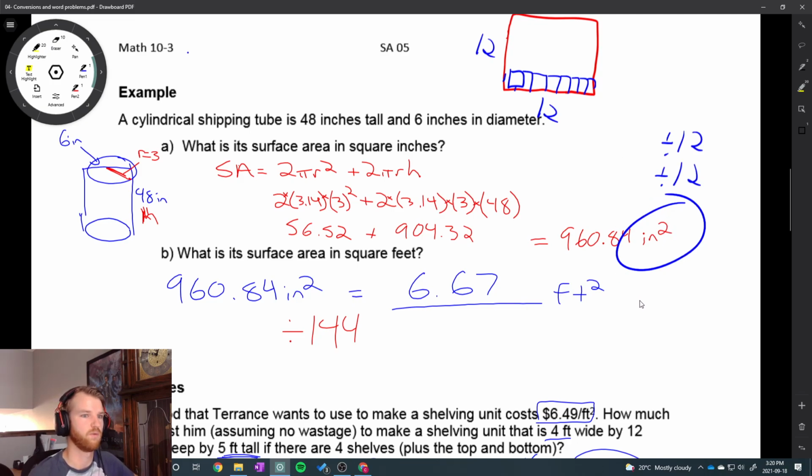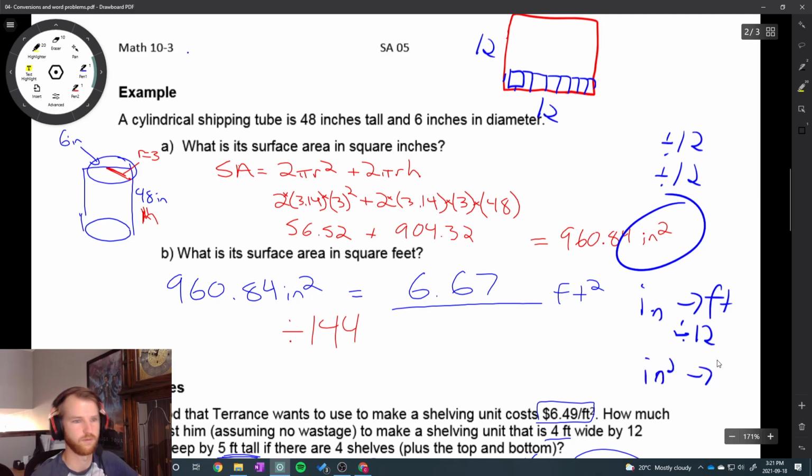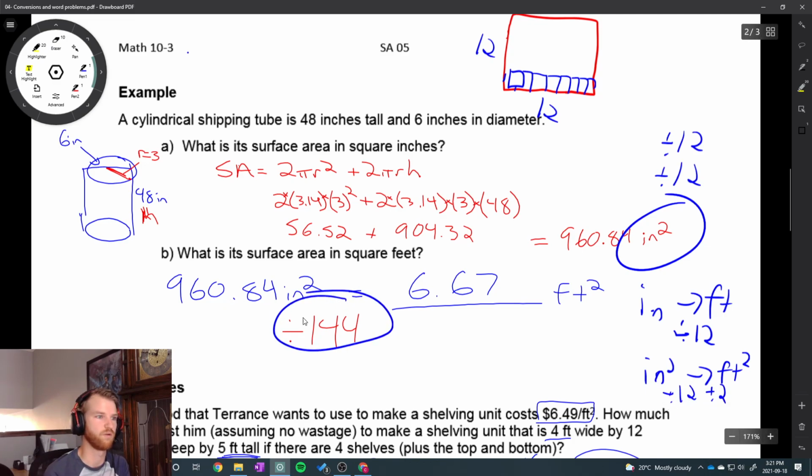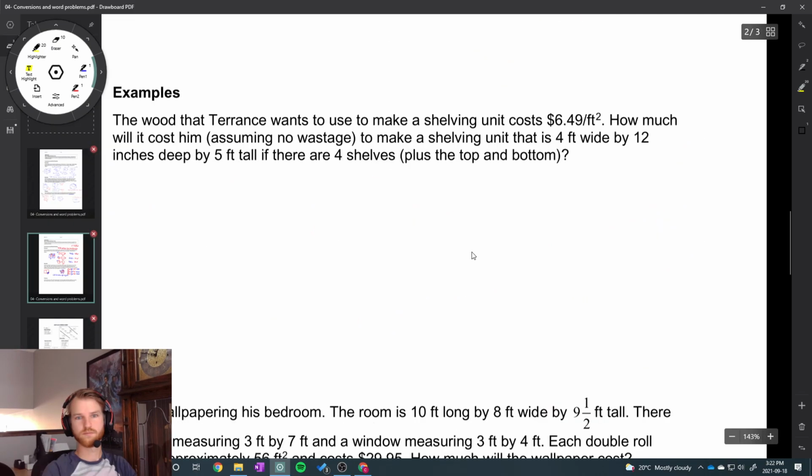But when we go inches to feet, we divide by 12. When we go inches squared to feet squared, or square inches to square feet, we have to do it 2 times. If there's a squared here, we're doing it 2 times. We're going to divide by 12, and we're going to divide by 12 again. And so that's why it says divide by 144 here. That's the same thing as dividing by 12 twice. All right, so let's move on to the last example.